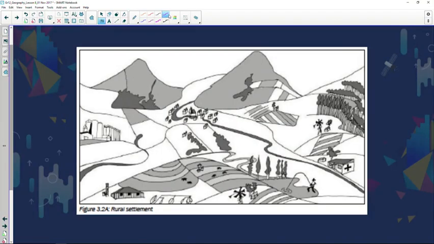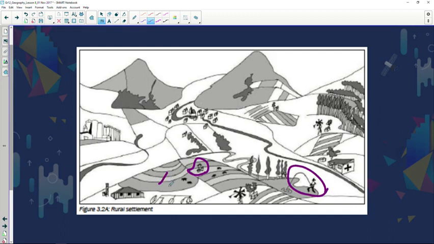Now there's a perfect example, if you look at this diagram, of a rural settlement. Right, there you can see a couple of villages over there. Most importantly, forget about this fishing. This is just a guy fishing in a dam. When we talk about fishing, rural settlements are usually next to the coastline.